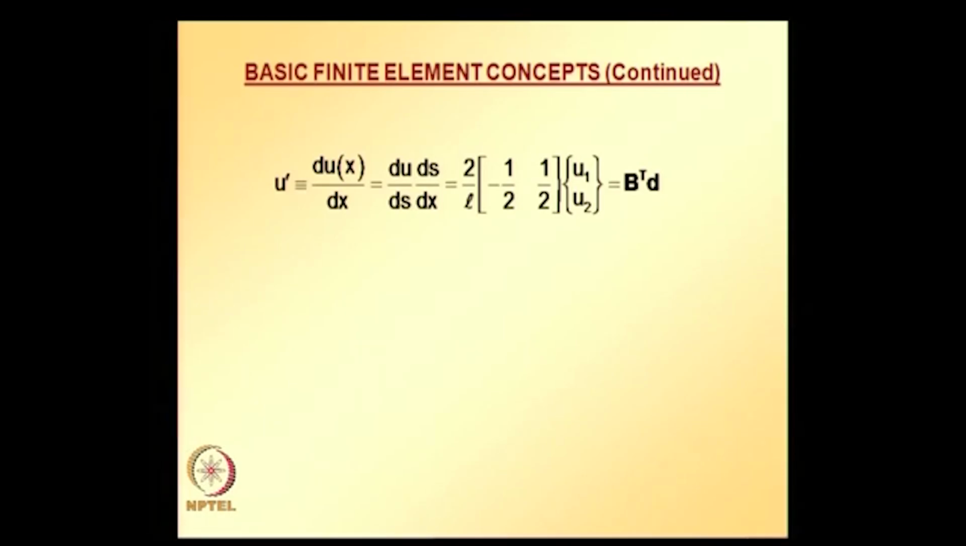B relates the strain-like quantity. I cannot say whether u is strain or not, because we still do not know what physical quantity u represents, but if it represents displacement, then derivative of u with respect to x represents strain. So, strain-like quantity is related to displacements via the B matrix.